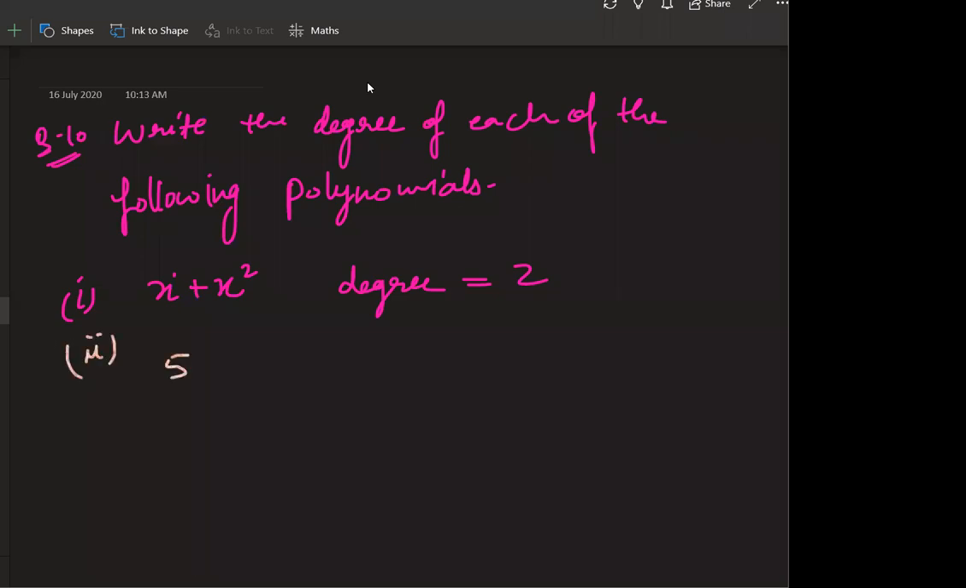5x square minus 7x plus 2. So what is the highest degree? Here the power of x is 2. Here the power of x is 1. So the highest degree is 2. So you will write degree of this polynomial is equal to 2. That's it.